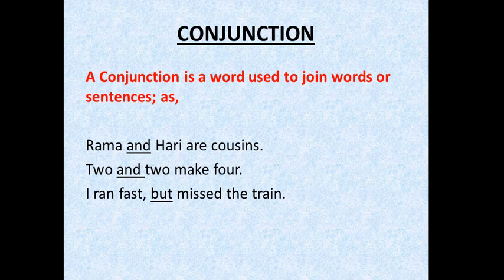2 and 2 make 4. Here again "and" is the conjunction. I ran fast but missed the train. "But" is joining two sentences. So, here "but" is a conjunction.